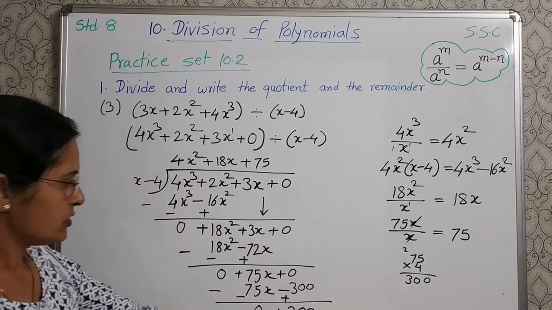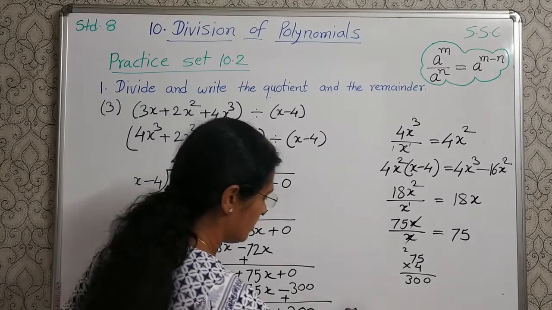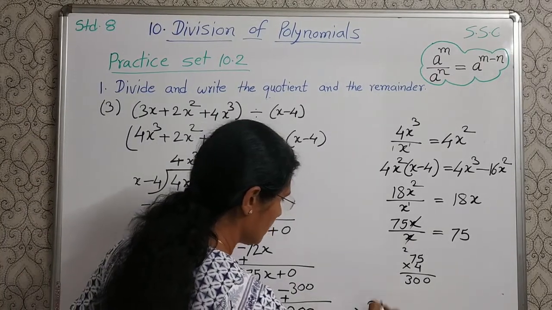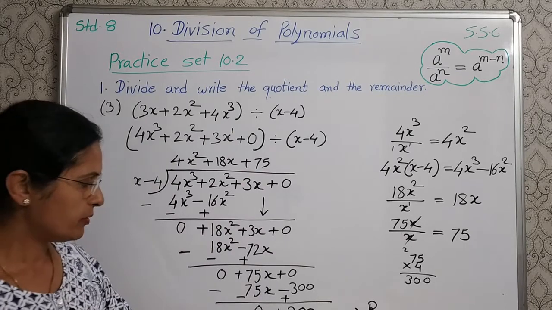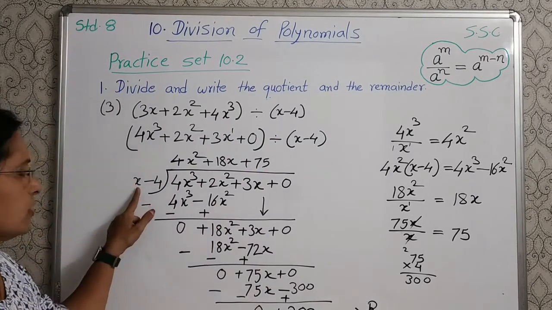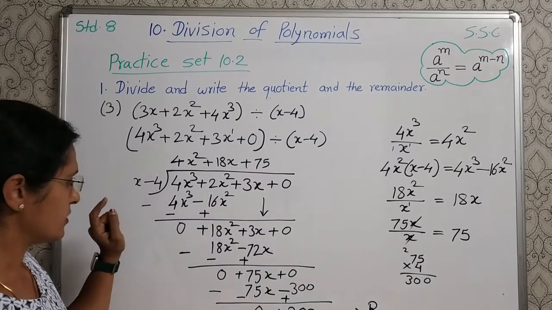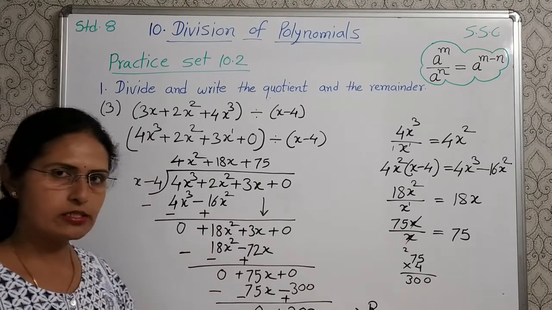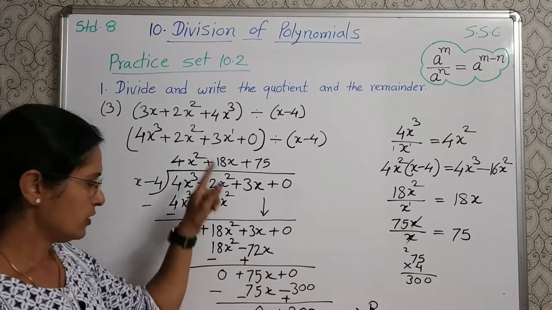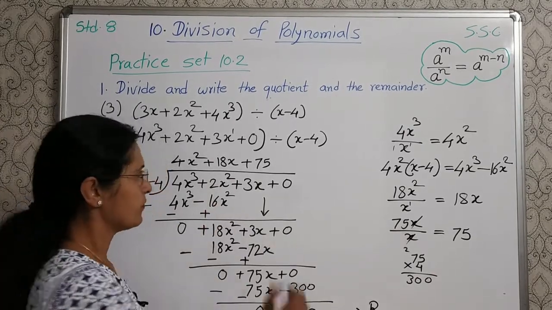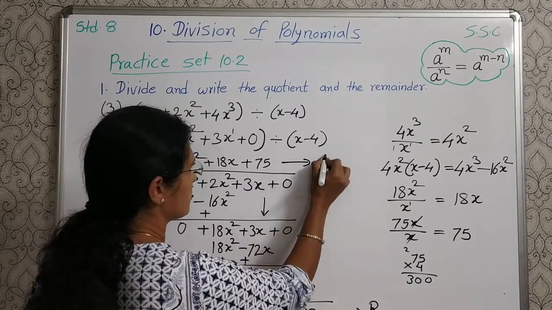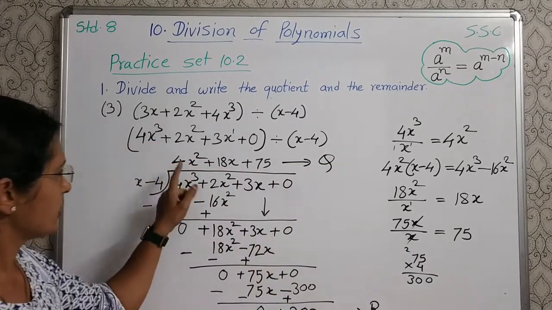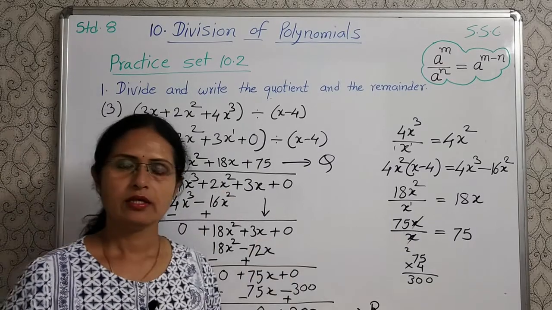So here this is the remainder. 300 is the remainder because the degree of the remainder is less than the degree of the divisor. Here the degree is 1, here the degree is 0. So here we stop. The division ends here. And this is the quotient. Quotient is 4x square plus 18x plus 75.